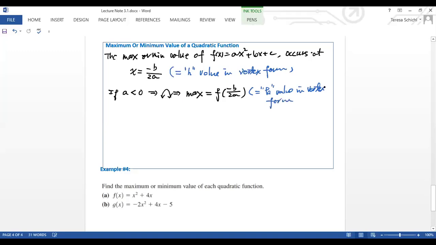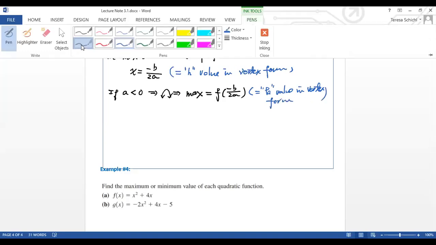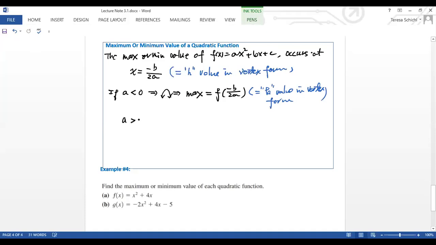Okay. All right, so now the next one. If a is greater than 0, I know my quadratic opens upward. If you open upward, what do you have? You have a minimum value. The minimum value is the same thing: you just plug in the x value here. So this is very important: where is the maxima or minima? That's the vertex, the x coordinate of the vertex.